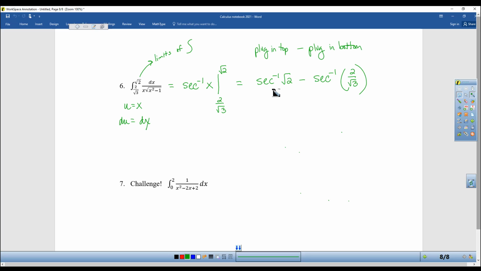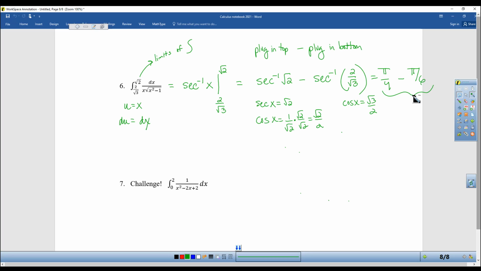So you need to be thinking to yourself, when is secant the square root of 2? Well, secant is equal to the square root of 2 when cosine is equal to 1 over the square root of 2, or the square root of 2 over 2, right? Do you know when cosine is the square root of 2 over 2? At pi fourths. And same thing for this one. If you don't recognize it right away, when is secant 2 over the square root of 3? When cosine is the square root of 3 over 2. Do you remember when that happens? That happens at pi sixths.